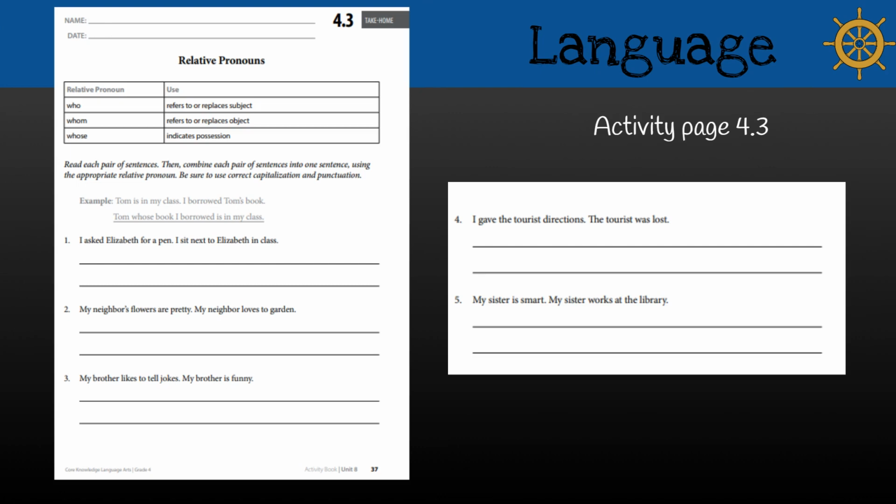So looking back at the example, Tom is in my class. I borrowed Tom's book. Tom is what's being repeated. So I'm going to combine the sentences to say, Tom, whose book I borrowed, is in my class. The book belongs to Tom, so that's why I'm using whose instead of who or whom. So I'm going to ask you to pause the video and answer questions 1 through 5. And when you're finished, hit play to see if your sentences match mine.